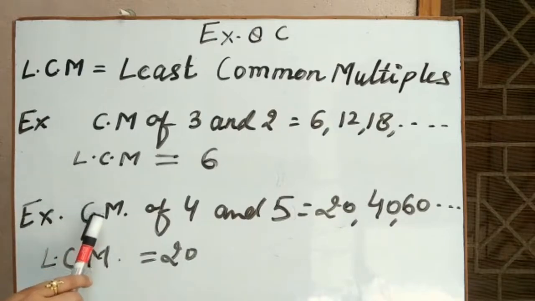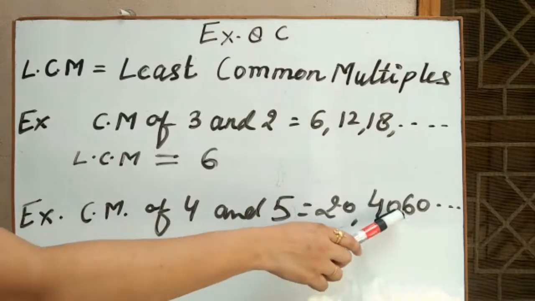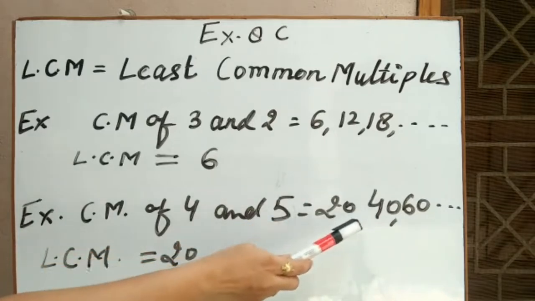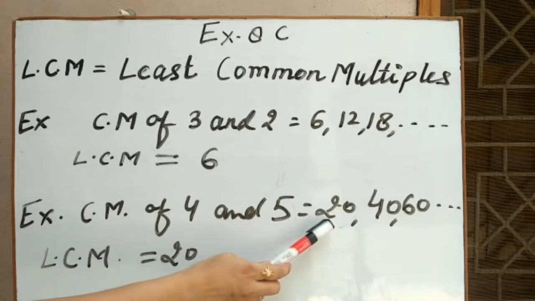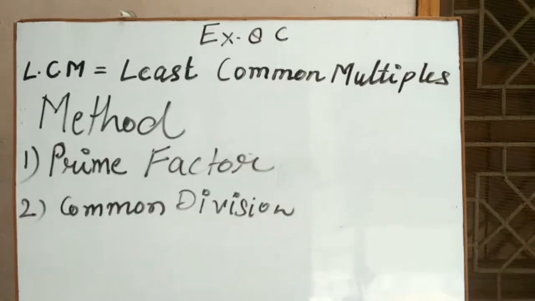One more example. Common multiples of 4 and 5, that is 20, 40, 60 and so on. Out of these numbers, what is the least common multiple? That is 20. That's why the least common multiple of 4 and 5 is 20. There are two methods to find out LCM of given numbers. First, prime factor method and second, common division method. By these two methods, we will find out LCM of given numbers.